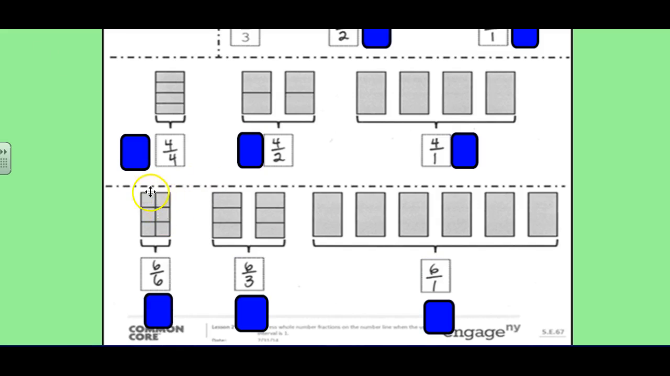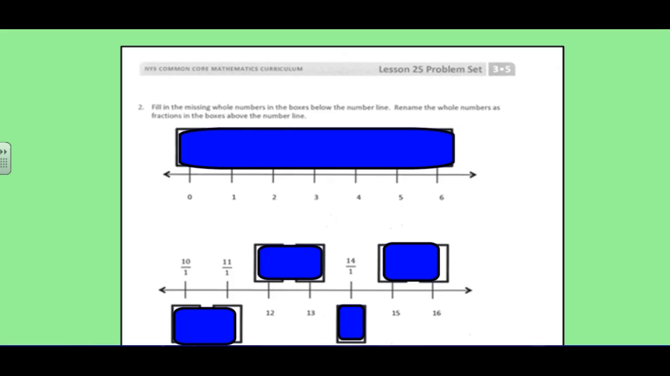Okay, so for this first model, the fraction was 6/6 because there are 6 equal parts and all parts are shaded. The second model was 6/3 because there were 3 parts in both wholes, and then altogether there were 6 different parts that were shaded. Over here, every rectangle or every whole just had 1 part, so that's where we got 1 as the denominator. And then there were 1, 2, 3, 4, 5, 6 different parts that were shaded, so that's where we get 6 over 1.